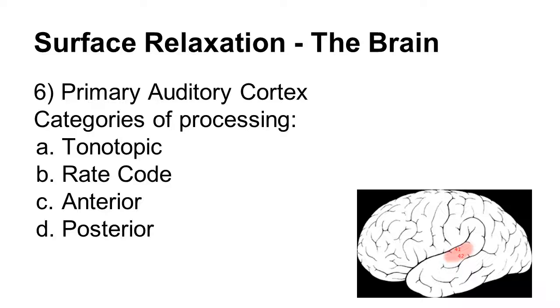Now, to process and perceive a complex sound, it's going to go into the anterior of the primary auditory cortex. For processing the perception of form, it's going to go into the posterior of the cortex.